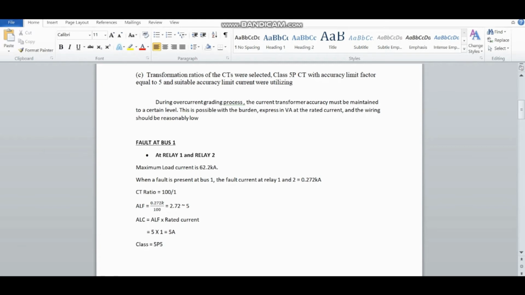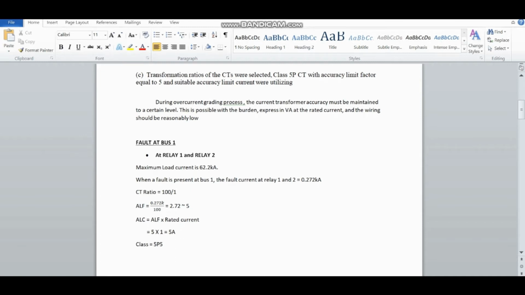When we put a fault at bus 1, we can see that at relay 1 and relay 2, the maximum current is 62.2 kilo ampere. When the fault is present at bus 1, the fault current at relay 1 and 2 is 0.272 kilo ampere. So the CT ratio we got is 100/1, which is based on the maximum current. And then we calculate the accuracy limit factor, which is the fault current at relay 1 and 2 divided by the CT ratio, and then we got 2.72.